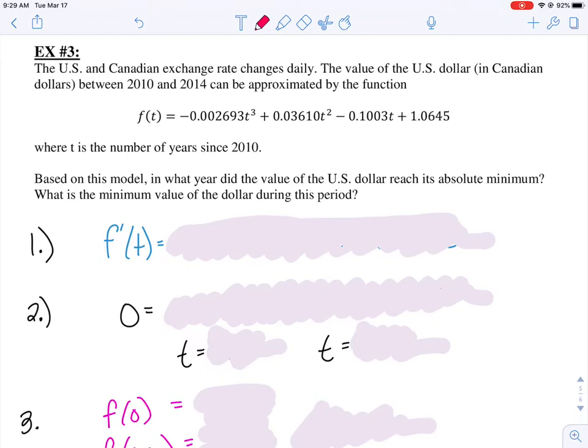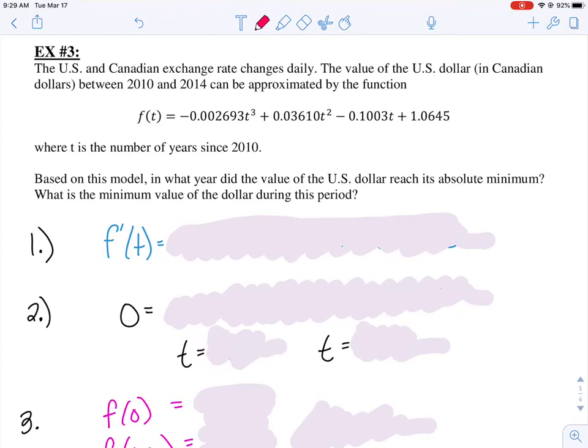All right, our last example from 14.1 is more of a word problem, an application problem. A little bit more complicated because there's decimals in here, so let's get through it. There's also going to be a separate video showing you how to use your calculator to do some of this stuff so you don't have to do it by hand.